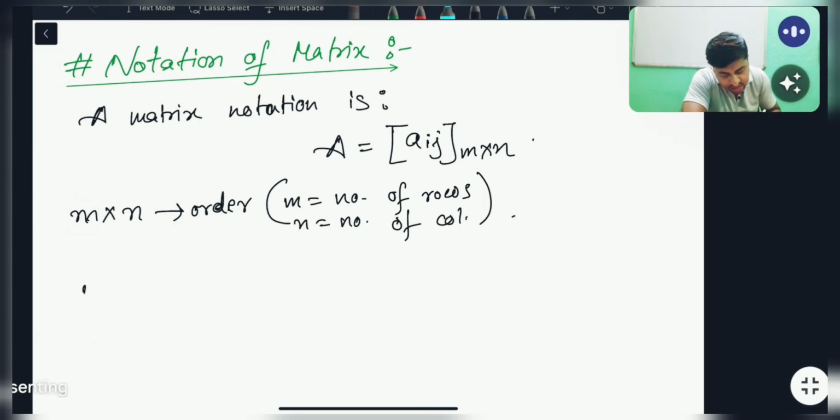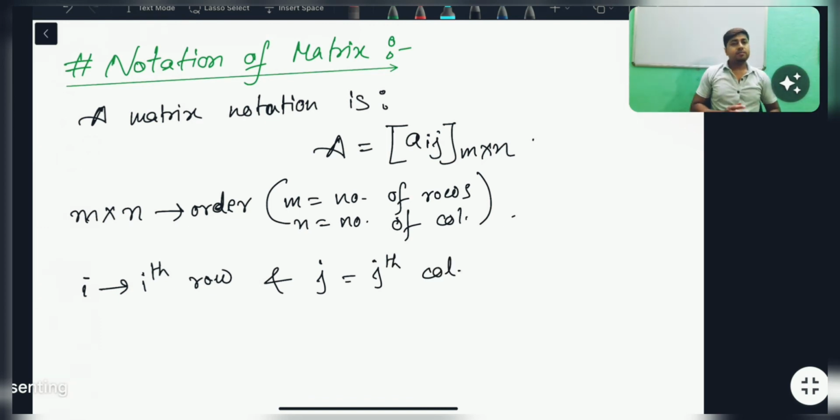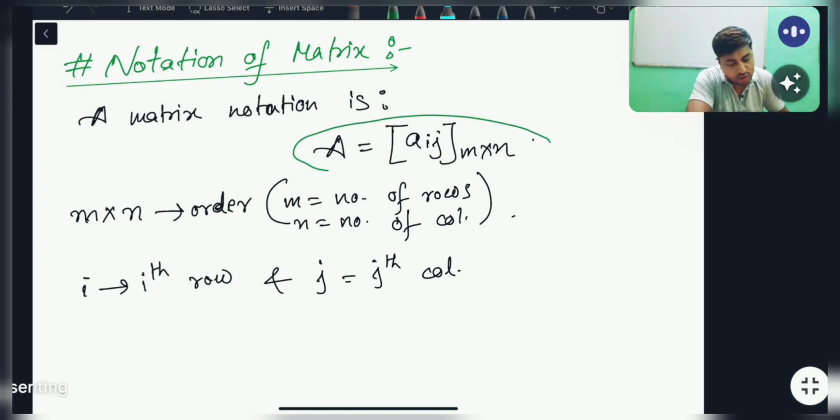What is mean by I? I এখানে দেখতে পাচ্ছ, I means the ith row and J means the jth column. এর মিন্স কি? মানে একটা ম্যাট্রিক্সের মধ্যে যে এলিমেন্টস গুলো থাকে, সেই এলিমেন্ট গুলোকে আমরা থার্ড ব্র্যাকেটের মধ্যে লিখি। দ্যাট ইজ ওয়াই ইউ ক্যান সি দ্যাট হিয়ার A equal to within third bracket Aij M cross N is written.